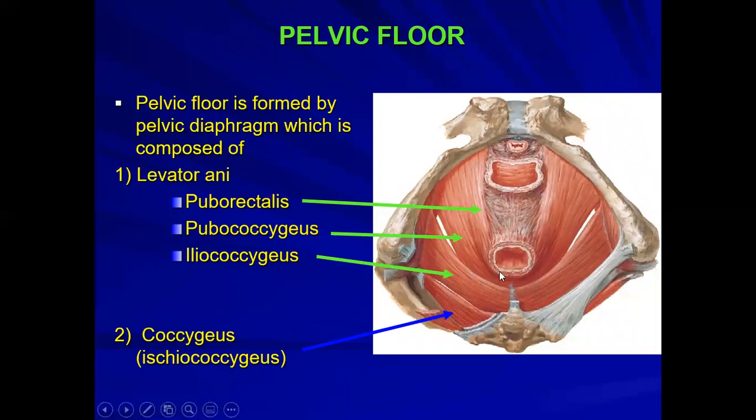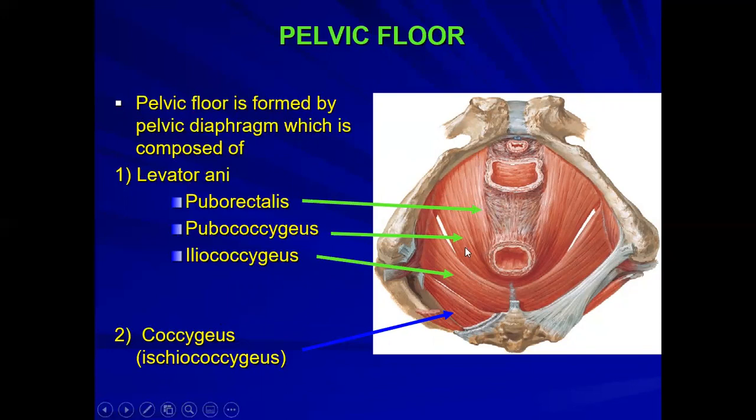You see here, this is the pelvic diaphragm. There are several muscles that form the pelvic diaphragm. The pelvic diaphragm is composed of the levator ani muscle and also the coccygeus muscle. Of the levator ani muscle, we have three in number. We have the puborectalis muscle. If you see, the extension of this muscle is from the pubic bone toward the rectum.